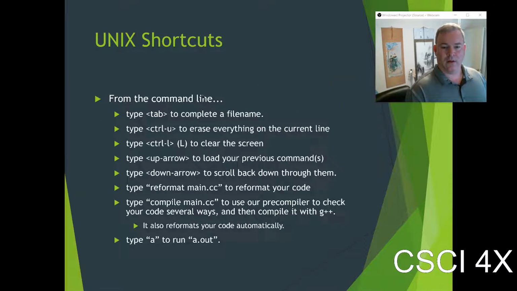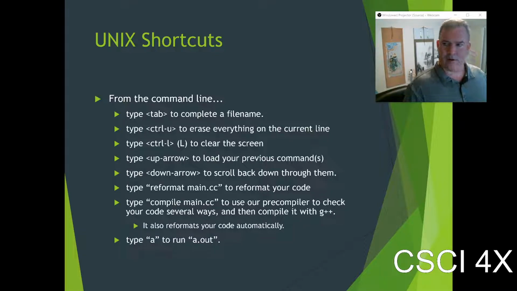So in Unix, there are tons of shortcuts. Tab completion: anytime you type in a file name or a directory, hit tab and it fills in the rest of the name for you if it can. Control L clears the screen. Control U erases everything on the current line. Use up and down arrows to go through your command history in Unix.